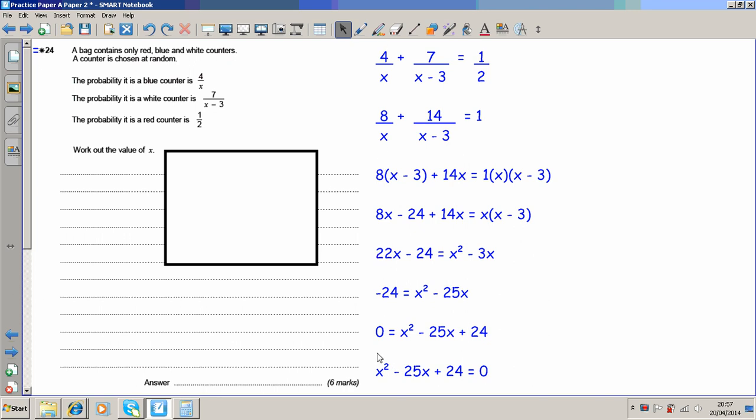So a whole load of algebra there to work through. Okay, hopefully it makes sense. I think this line here is the key one. So it makes sense if you can do that. Then after that you should be able to rearrange to get your quadratic equal to 0.